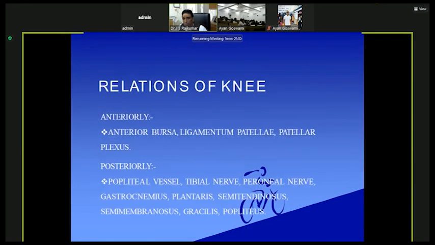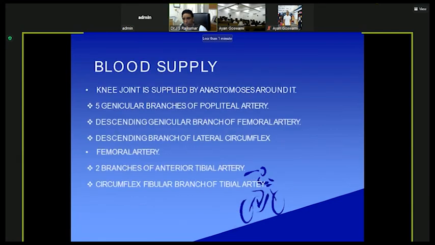I have 1 more minute before this thing dies out. The relations of the knee, it's not so important.